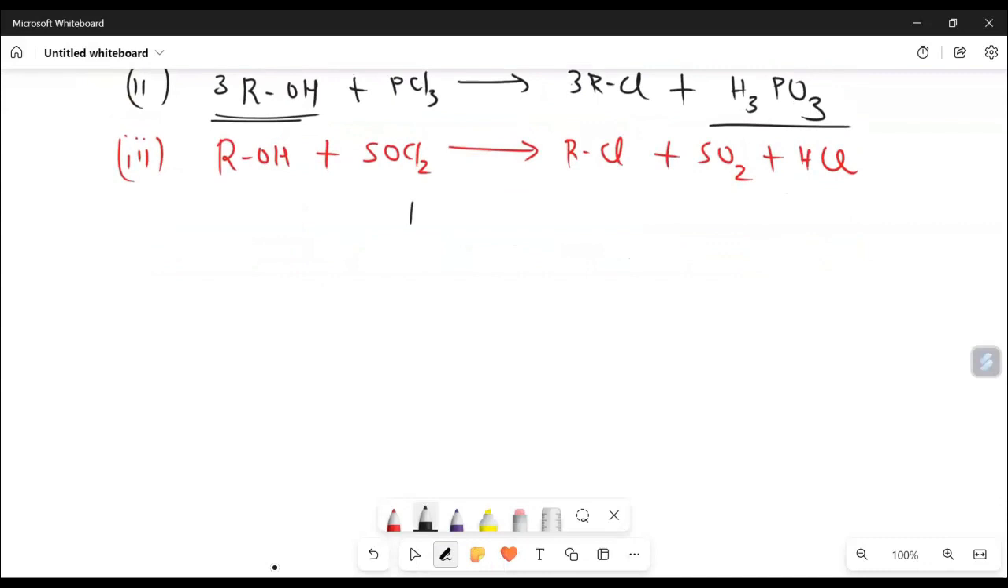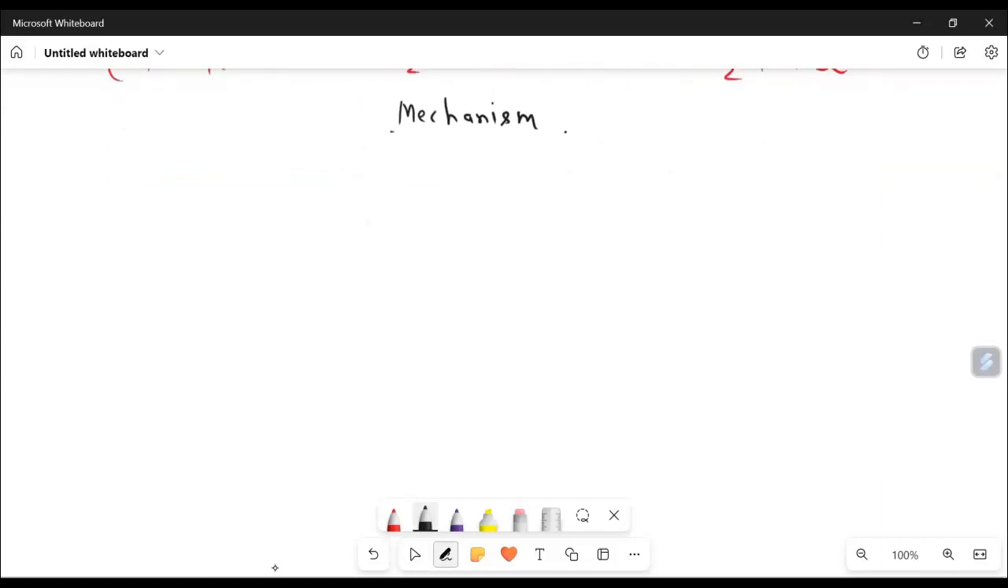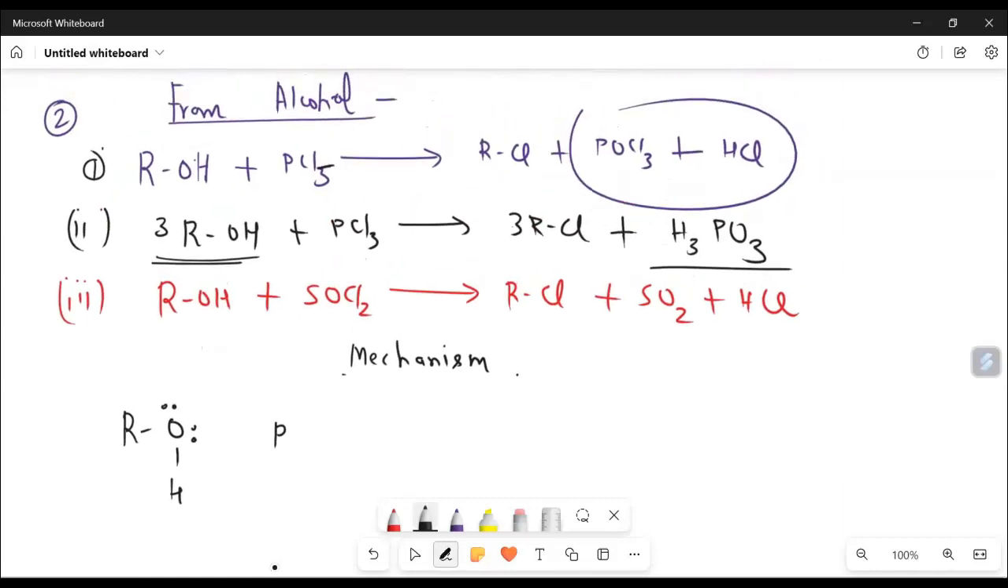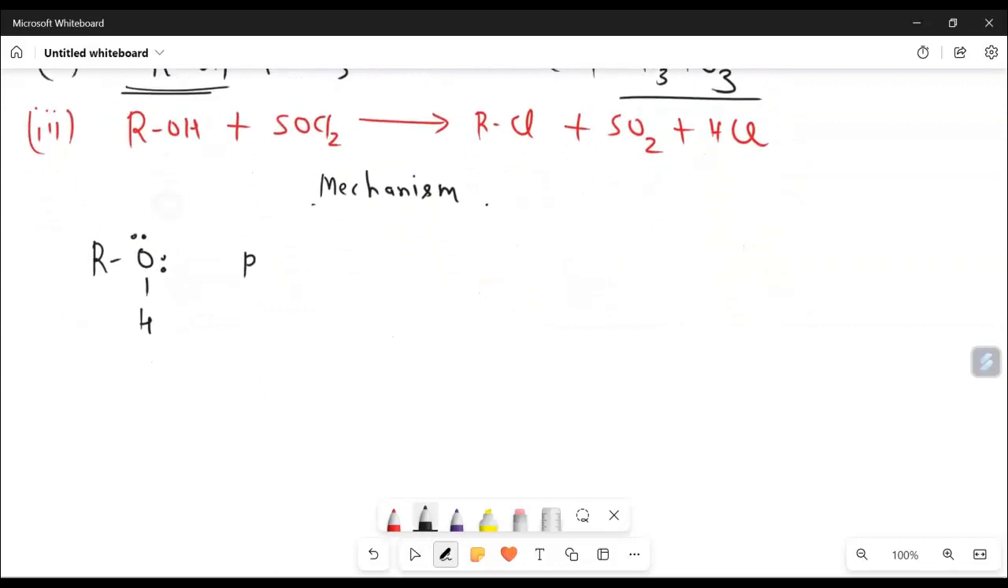You have to go through mechanism. So what we have to do? We have ROH, your compound, and there is a lone pair on it. There is a PCl5 or PCl3. If we are talking PCl5, so in this case, this is PCl5 basically. So it will form POCl3 and the PCl5. So first we'll go with PCl5, the reaction with PCl5.